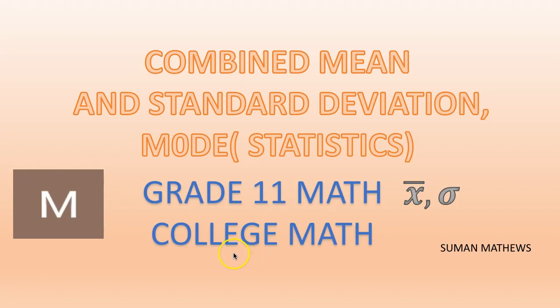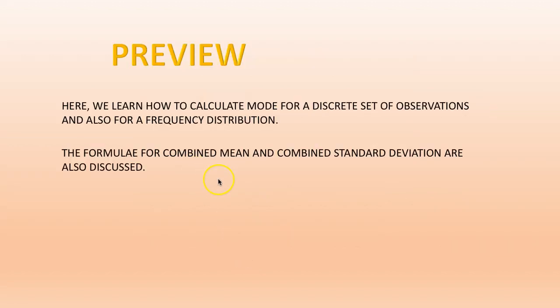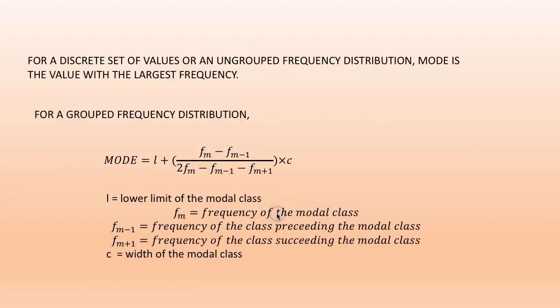It deals with combined mean and standard deviation and mode. This is a topic of grade 11 maths and college maths. As an experienced maths teacher teaching mathematics for the past 25 years, in this video we would learn how to calculate mode for a discrete set of observations and also for a grouped and ungrouped frequency distribution. And the formulae for combined mean and combined standard deviation are also discussed.